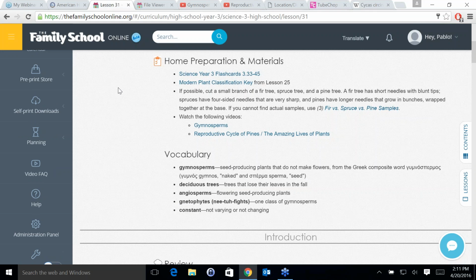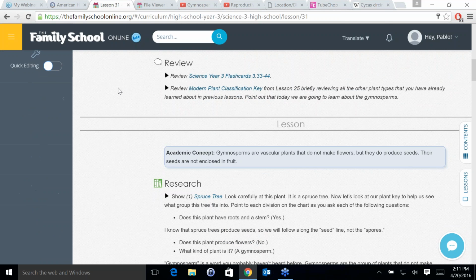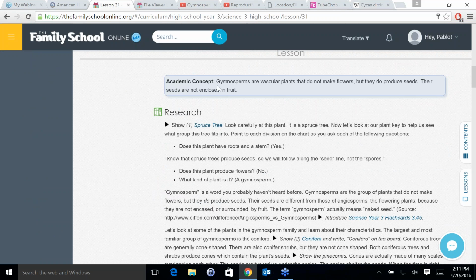And let's see, in the lesson today, it says that the academic principle is that gymnosperms are vascular plants that do not make flowers. They do produce seeds, and their seeds are not enclosed in fruit, okay? So let's take a look at some of these plants. What do they look like?